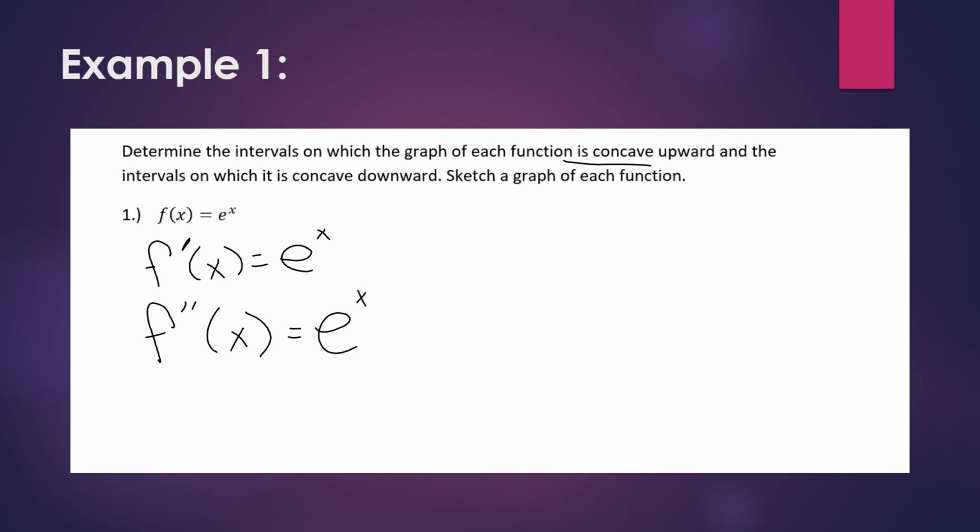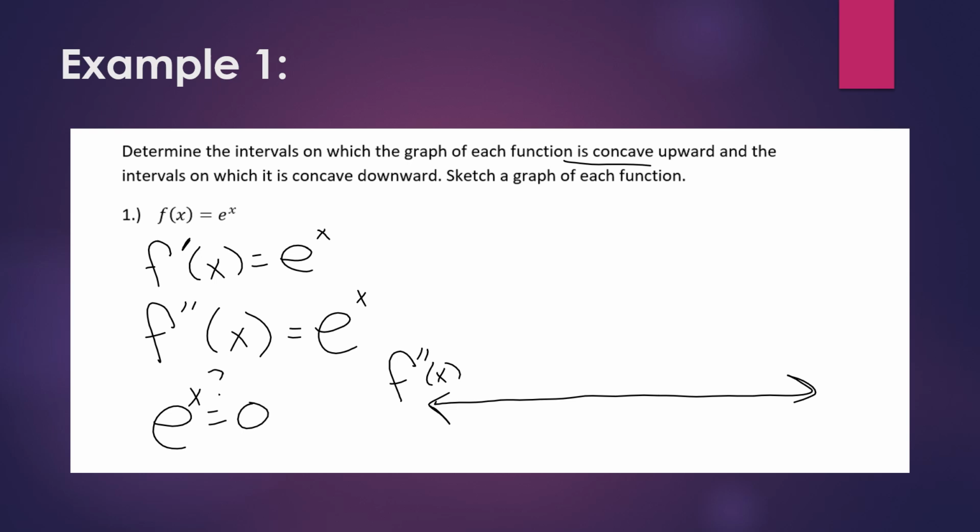So if we wanted to make a sign chart of the second derivative, so this is for f double prime, we would want to try to find a critical value. So something we have to ask is, is e to the x ever 0?